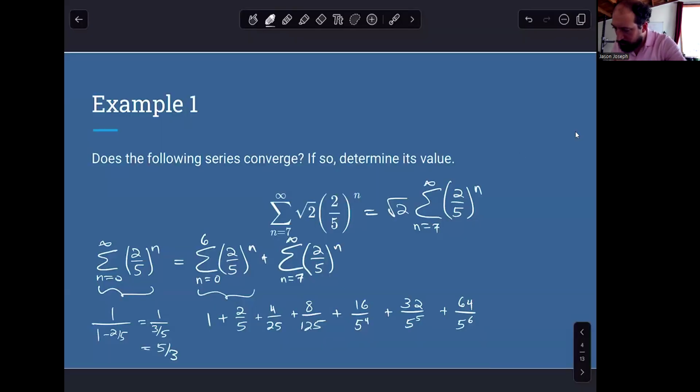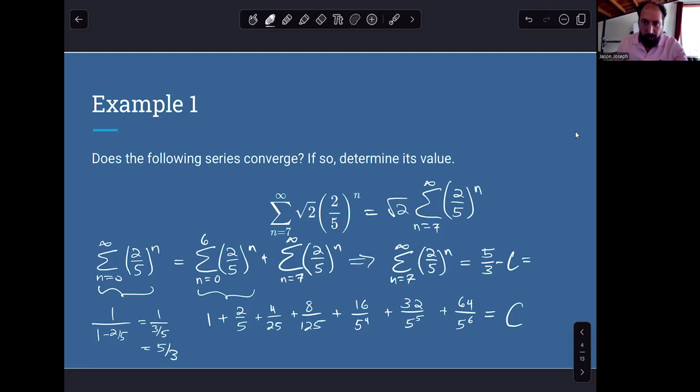All right, so just for notational purposes, let's call this big number C. So the conclusion of this line here is that the sum from 7 to infinity of (2/5)^n is equal to 5/3 minus that partial sum C, and that is 0.0027.